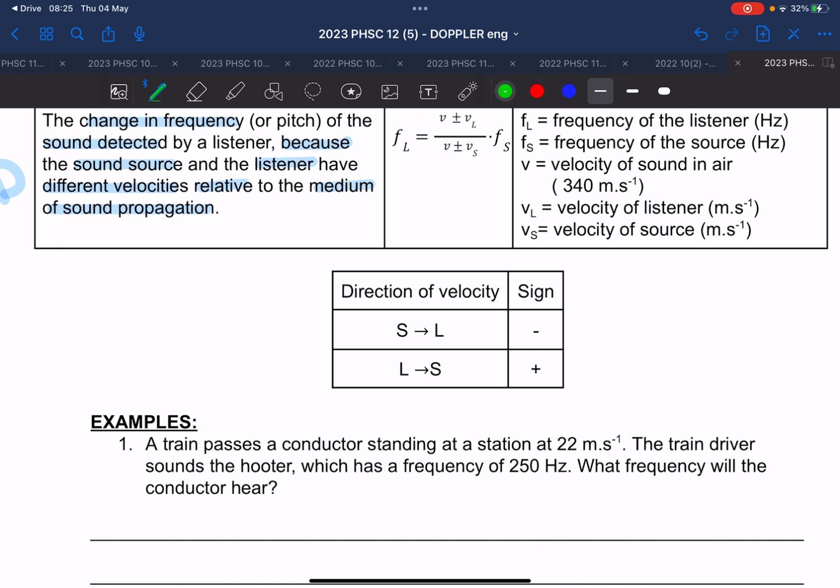Either you have your car, let's make this a siren, coming towards you, standing there. So you can see here, the source comes towards the listener. Then it is that first one. So the ambulance or whatever is coming towards you. Source coming towards the listener, then it's a negative.